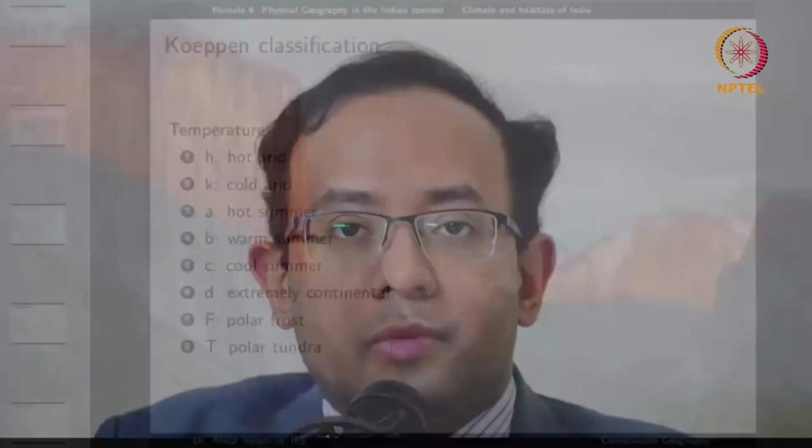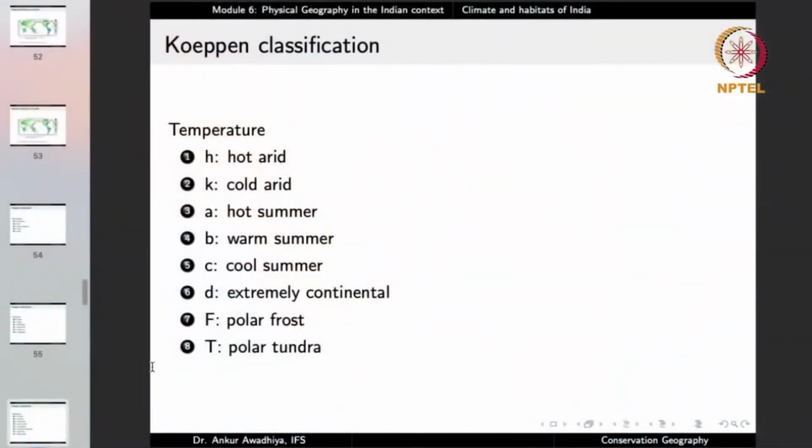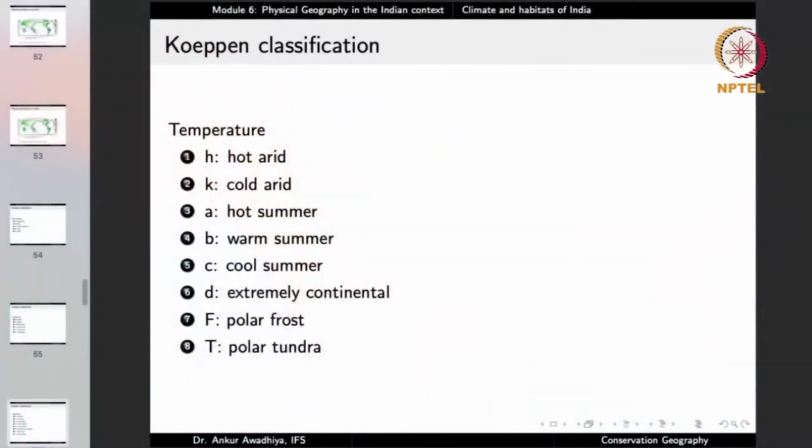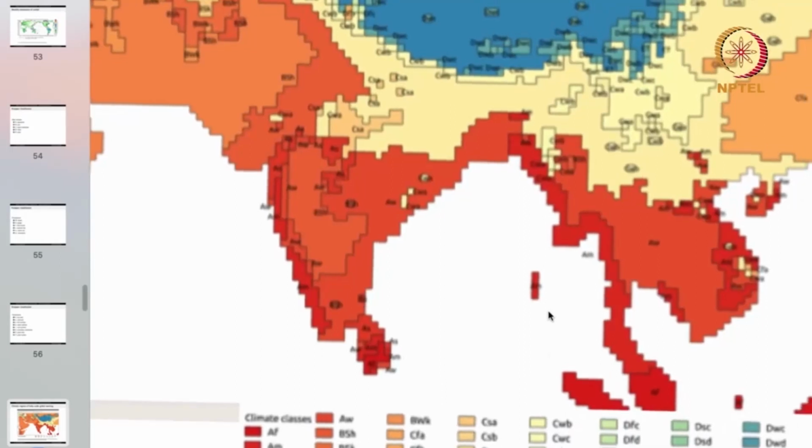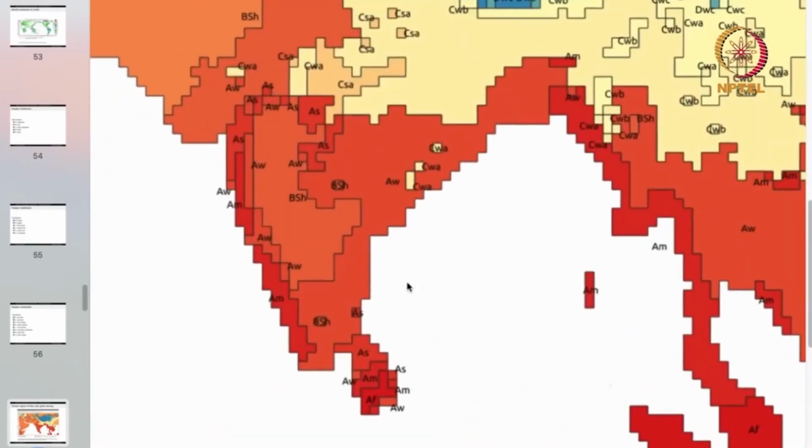And if you look at India, we find that different areas have different sorts of climates on the basis of this Köppen classification. Now, if you look at the period 1901 to 1925, so let us zoom in this image. So here we find that most of the portions are either A or B, and certain areas are C. Now, coming back to this slide about A, B and C, A is an equatorial climate, B is arid or dry climate, and C is a warm temperate climate.